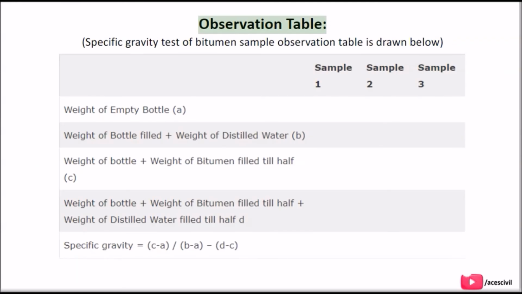Observation table. Specific gravity test of bitumen sample observation table is drawn below. Specific gravity of the sample equals average value of specific gravity of 1, 2, 3.